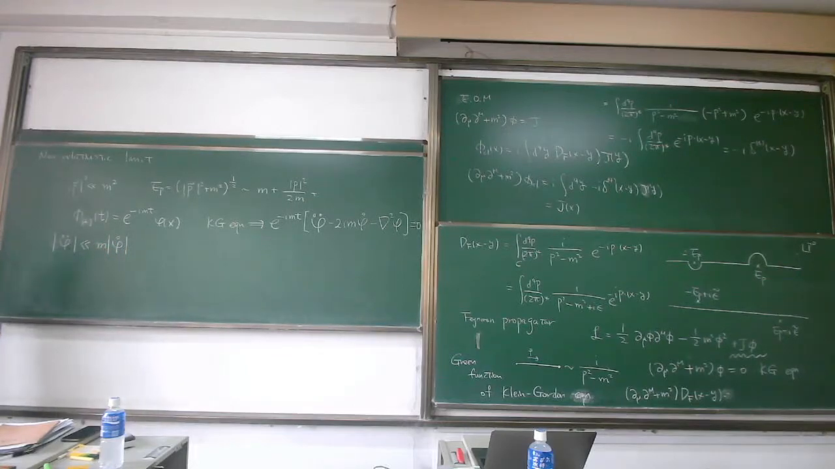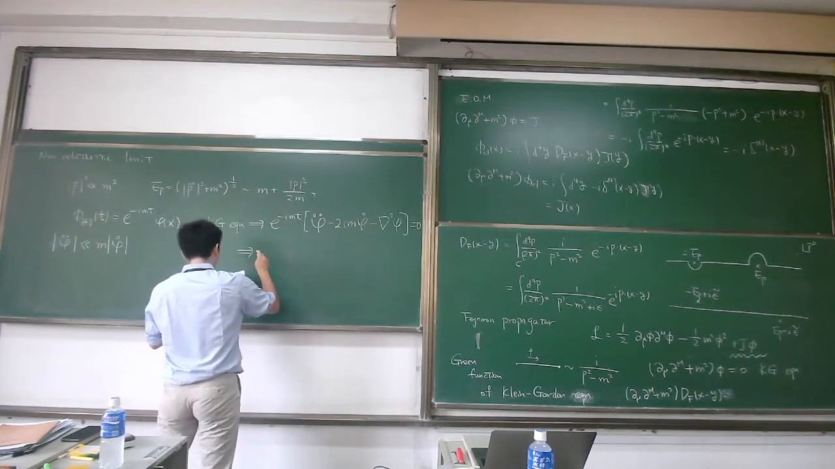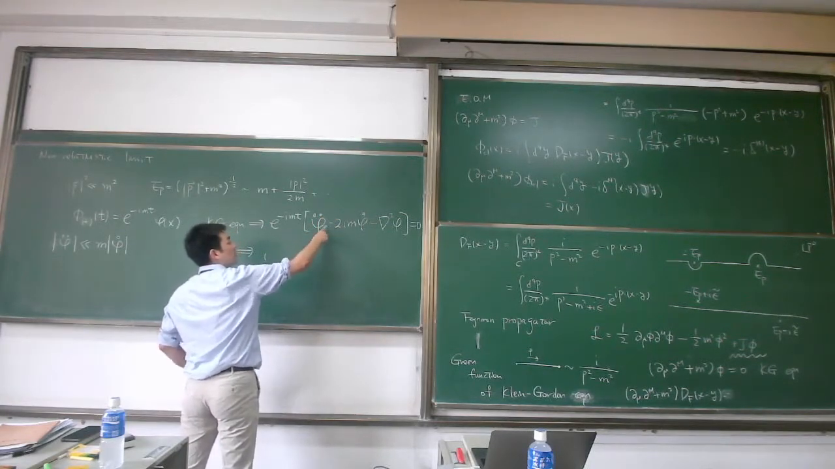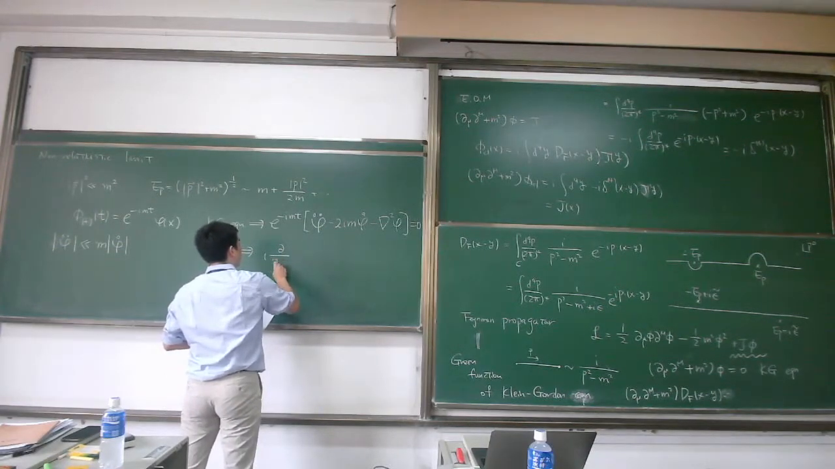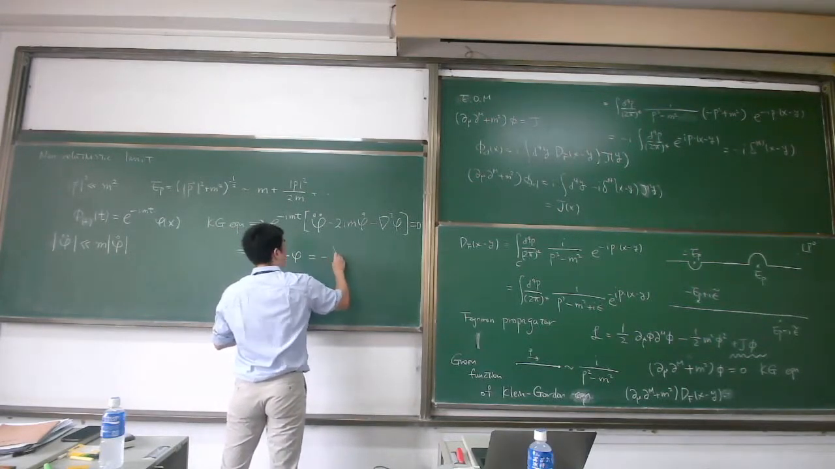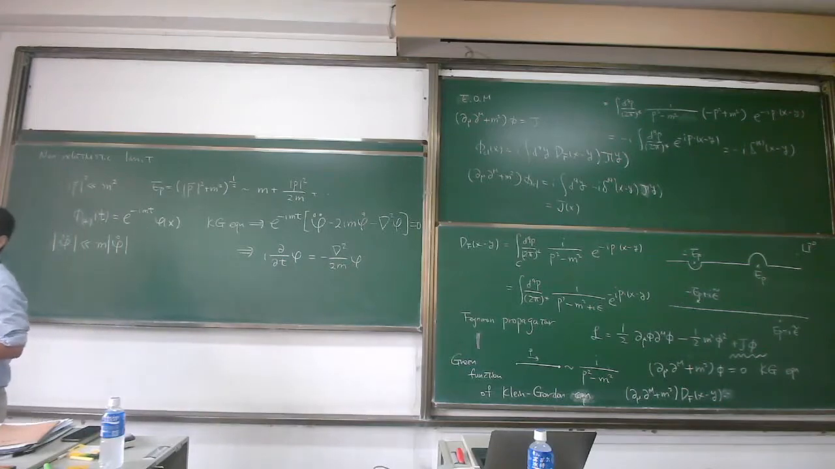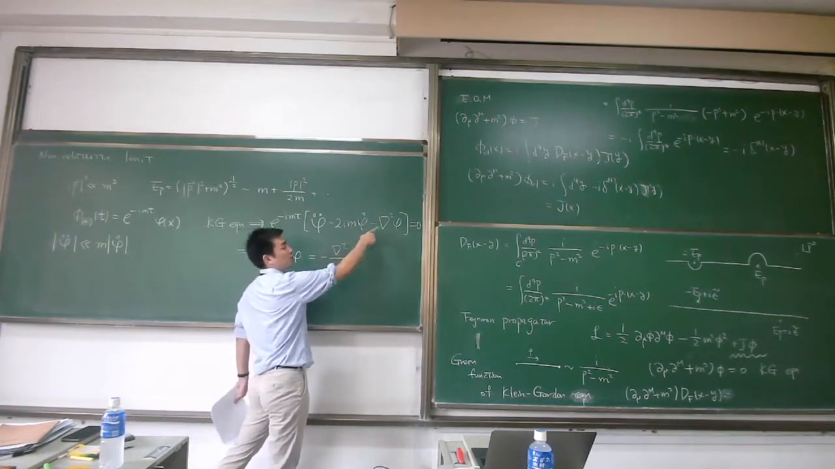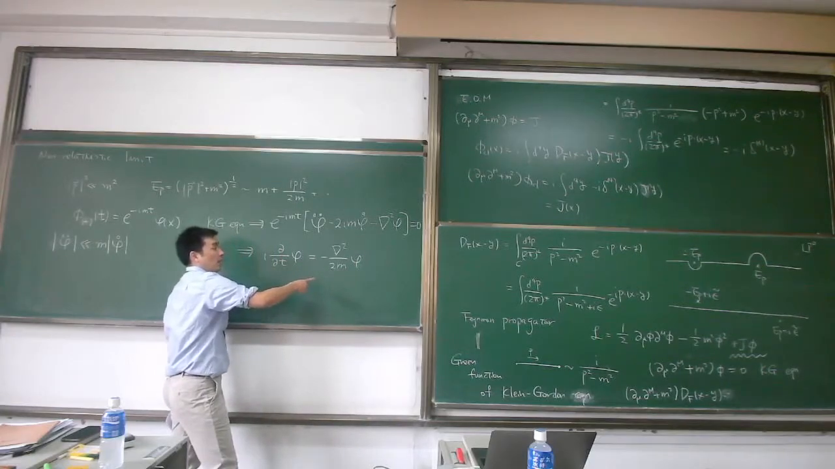Therefore, this immediately implies that we can ignore this part because it is much less than this one. The amplitude is equal to minus lambda squared over 2m phi. Do you understand? If you ignore this one, what's left is these two terms, and we bring it to the right-hand side and divide by 2m. What we get is this one.